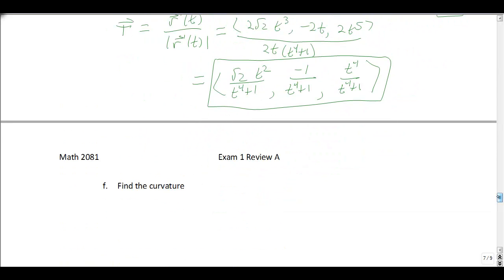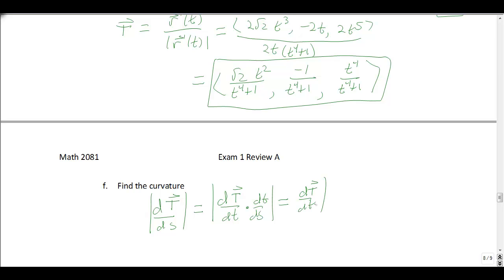Curvature. So the curvature we can calculate in various ways. Really what we want is the magnitude of dT/ds. So it's the derivative of the unit tangent vector with respect to arc length. A nice computational formula for this is the magnitude of dT/dt times dt/ds, which really gives us the magnitude of dT/dt times 1 over ds/dt, that's absolute value.